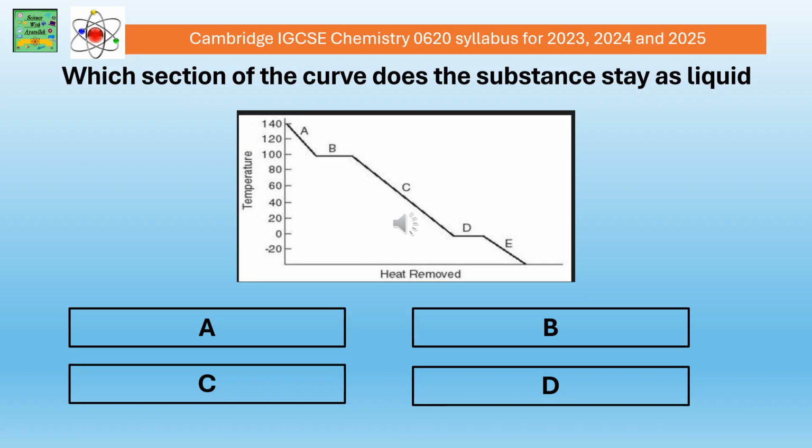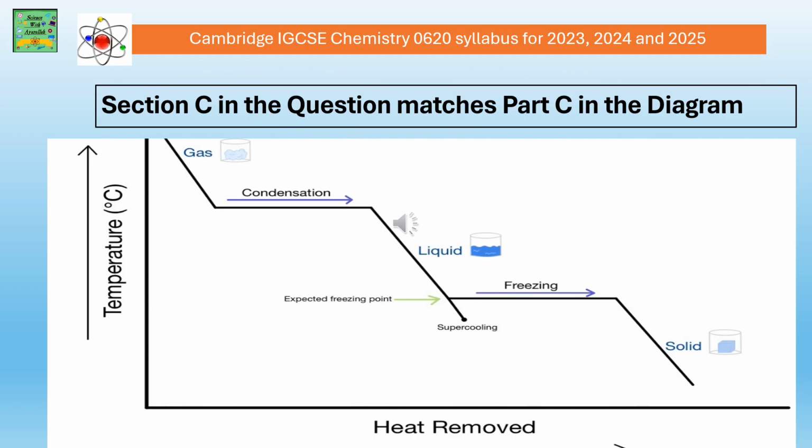Which section of the curve does the substance stay as liquid? A, B, C, D. The correct answer is C. C is the phase where the substance stays as liquid. In this graph, you can see that section C in the question matches part C in the diagram.